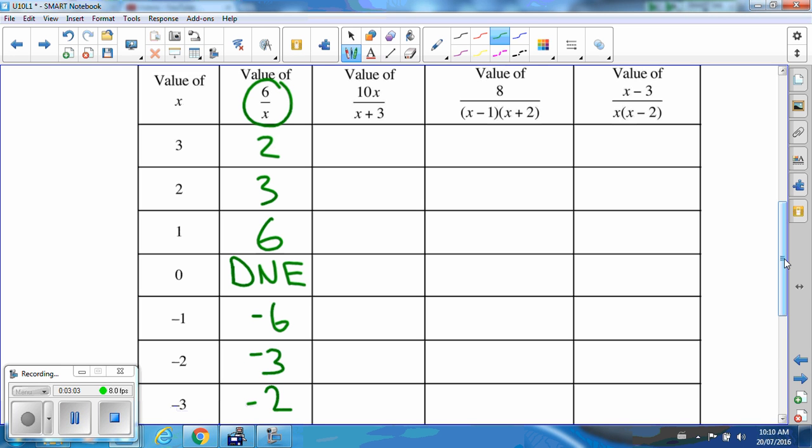Over in this one, 10x over x plus 3. 10 times 3 is 30, divided by 3 plus 3 is 6. So this would be what I get if I did this. And I won't do this for all of them because it'll take too long. So I'm just going to show you in shorthand there. But that would have a value of 5. If I put in a 2, 20 over 5, that's 4. If I put in a 1, 10 over 4, that's 5 halves, or 2.5.